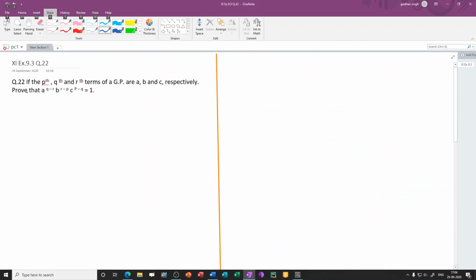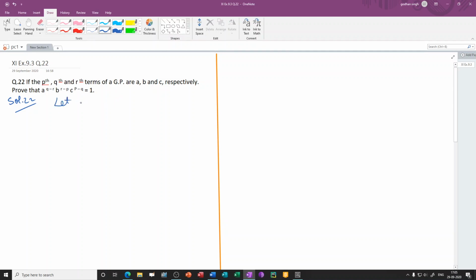Question number 22. If the pth, qth and rth terms of a GP are a, b and c respectively, prove that a raised to q minus r, b raised to r minus p, c raised to p minus q is equal to 1. So let us solve question number 22. Now since here small r has been used, we will not be taking the common ratio as small r, and neither will we take the first term as small a. So let us take capital A as the first term and capital R as the common ratio.